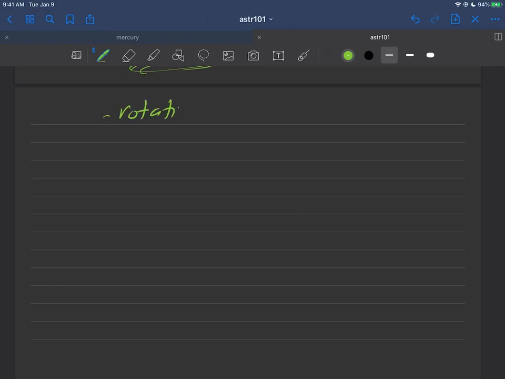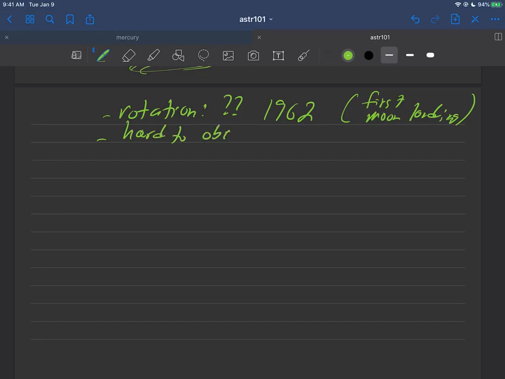The rotation was a big mystery for Mercury for a really long time. They just didn't know if it was rotating. It wasn't found out until about 1962, about the time of the first moon landing, when it was first known, because it's just so slow. The rotation is hard to observe. Remember, in part because of the sun, Mercury's always pointing toward the sun, so you have all this brightness to get around, but also because the rotation is just so darn slow, 59 days.